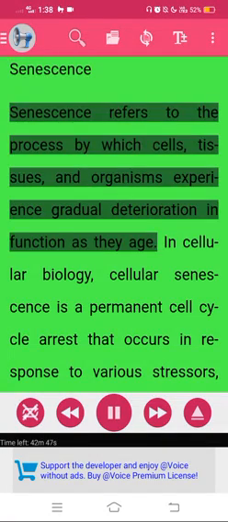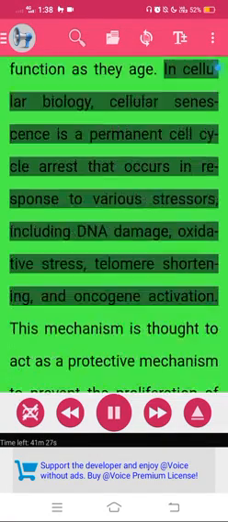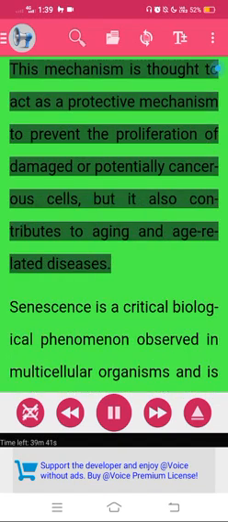Senescence. Senescence refers to the process by which cells, tissues, and organisms experience gradual deterioration in function as they age. In cellular biology, cellular senescence is a permanent cell cycle arrest that occurs in response to various stressors, including DNA damage, oxidative stress, telomere shortening, and oncoprotein activation. This is thought to act as a protective mechanism to prevent the proliferation of damaged or potentially cancerous cells, but it also contributes to aging and age-related diseases.